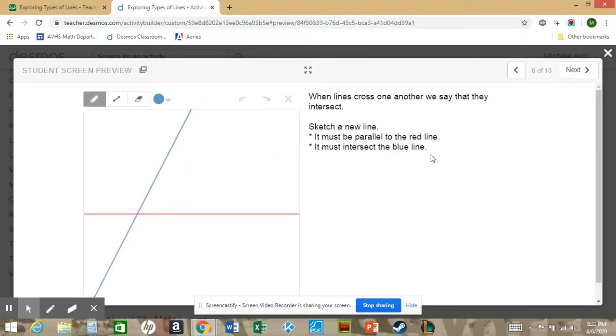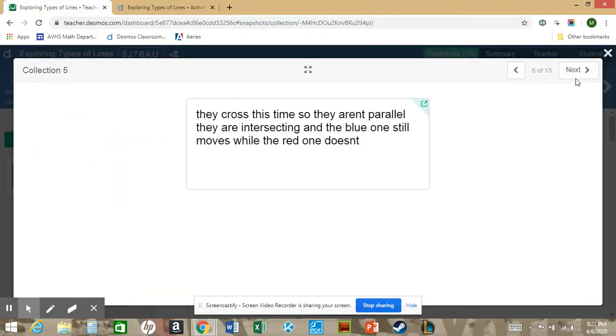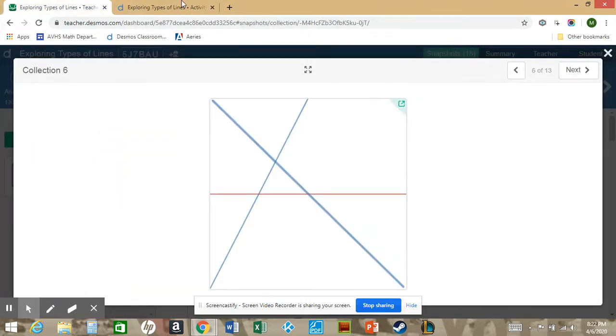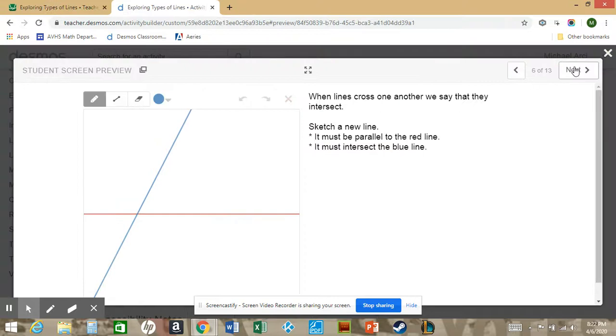When lines cross one another, we say that they intersect. Sketch a new line that must be parallel. There was a little confusion on this one, so this was not what we were looking for. We wanted the line to be parallel to the red one, but cross the blue one. So we wanted to go across like this, like that purple line right there. It's parallel to the red, because it's like train tracks, and then it crosses. It's not perpendicular, because it's not straight up and down, but it just has to intersect, not be parallel. I mean perpendicular, sorry.